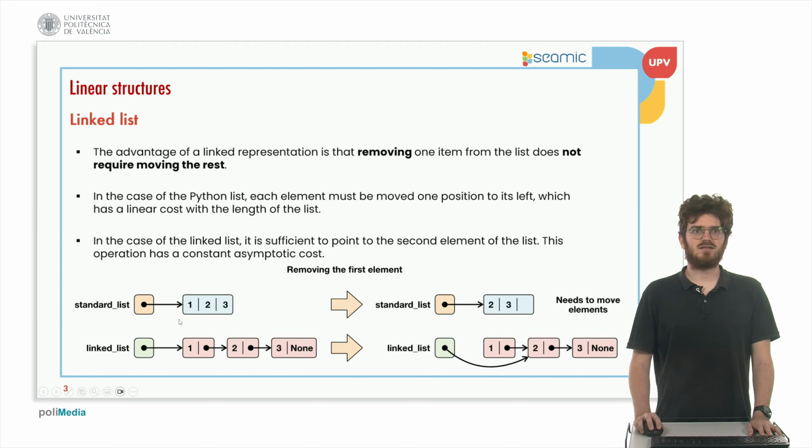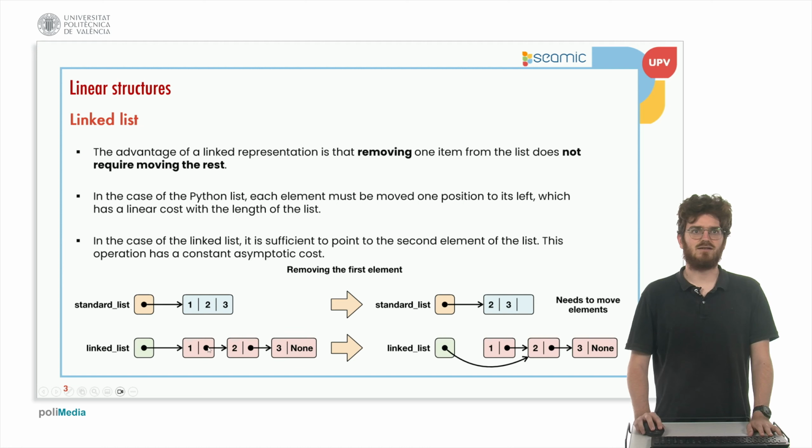With a standard list, when we have three elements and we want to remove the first one, we first need to remove this and then move all elements one space to the left. This means that if we have 10 elements, we need to perform 10 move operations, but if we have 10,000 elements, we would need to perform 10,000 move operations.